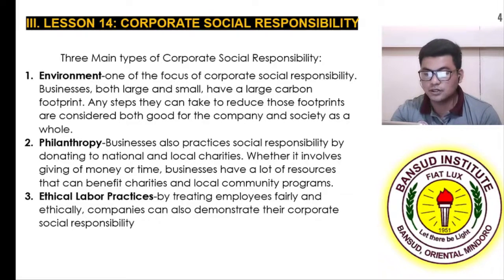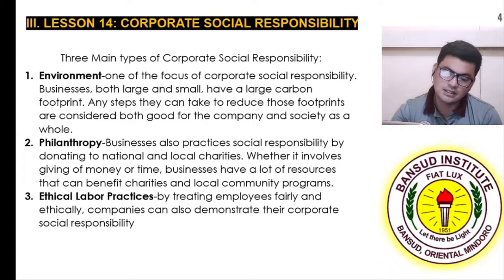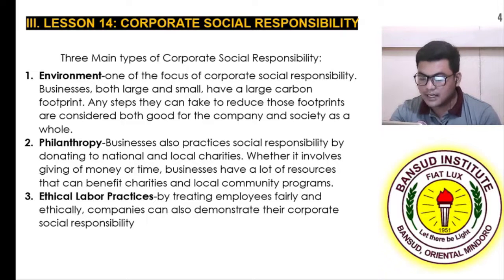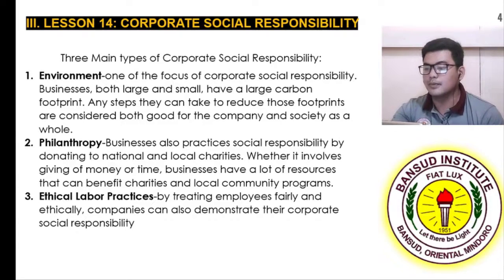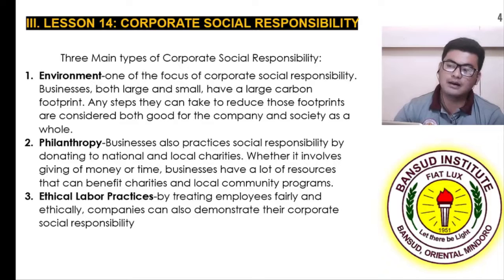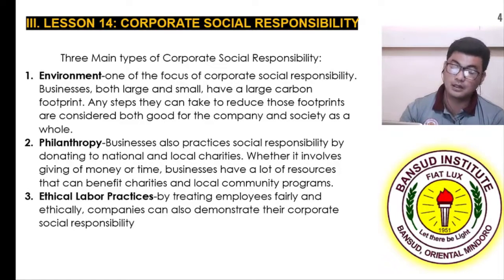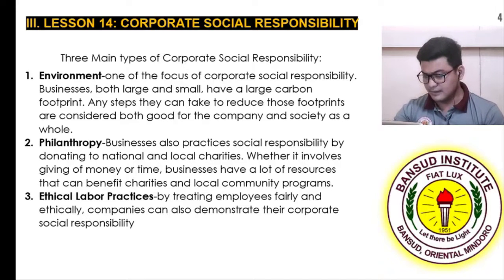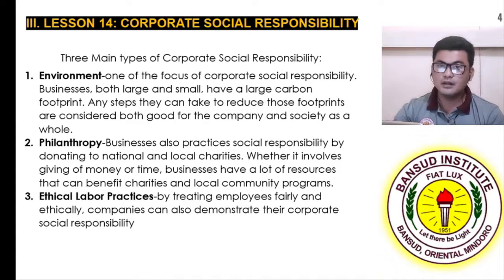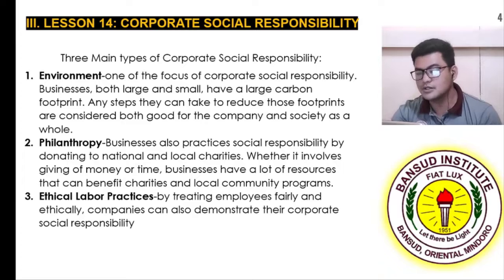Businesses also practice social responsibility by donating to national and local charities. Whether it involves giving of money or time, businesses have a lot of resources that can benefit charities and local community programs. So, that's philanthropy. Okay, yung sa mga company like for example, ABS-CBN, meron silang Sagip Kapamilya, yung Kapuso, meron din silang foundation.